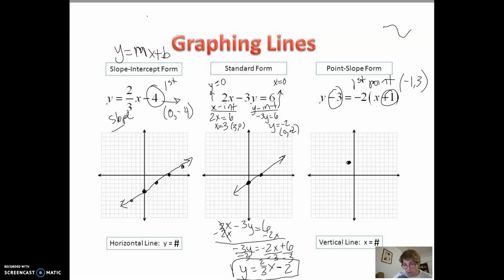And then just like with slope-intercept form, we look at our slope next. It's negative 2. Go down 2, right 1, not left, right 1. Down 2, right 1, or you could have gone up 2 and left 1. Make sure your line is decreasing. Draw a line through there, and that is how we graph from each of the three.